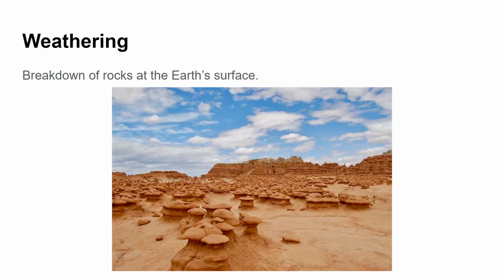In this video, I'm going to go over weathering, erosion, and deposition, three terms that should look familiar because we talked about them when we discussed the rock cycle. Weathering is quite simply the breakdown of rocks at the Earth's surface. There are two primary types of weathering.